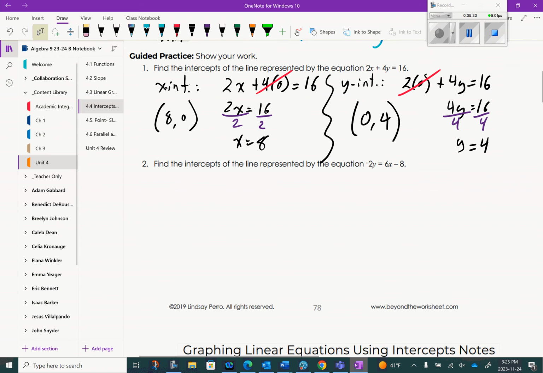Let's do another one here. Find the x-intercept for the line with the equation. Careful, ooh, they didn't write that the same as the first one. Just be careful about where you're substituting. So it's negative 2y is equal to 6 times 0. No, that's not right. If we're going to find the x-intercept, we substitute 0 for y. So it's negative 2 times 0 equals 6x minus 8. Well, yeah, negative 2 times 0 is 0.